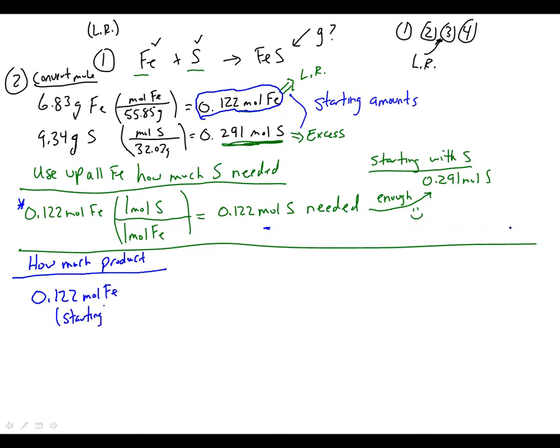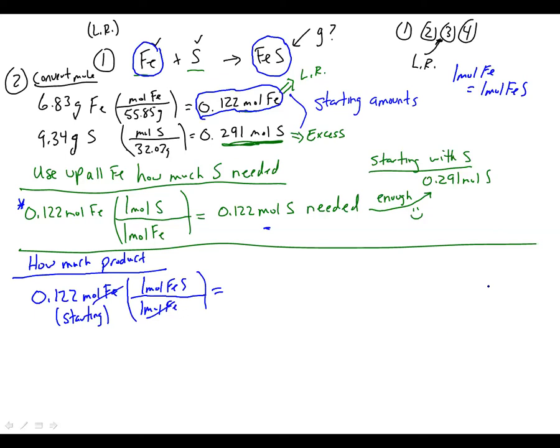We are now going to try to figure out how much product we're going to make, which means we need to go to the equation between our iron, which is our limiting reagent, and our iron(II) sulfide, which is our product. 1 mole of iron gives you 1 mole of iron(II) sulfide. So 1 mole of iron on the bottom, 1 mole of iron(II) sulfide on top, times 0.122 moles of iron in this case. And at this point, we want to go from moles to grams.